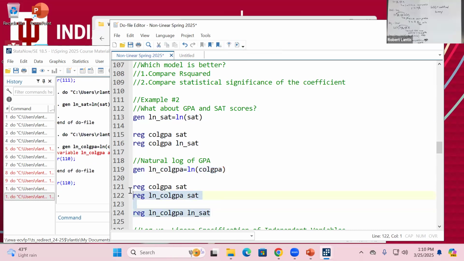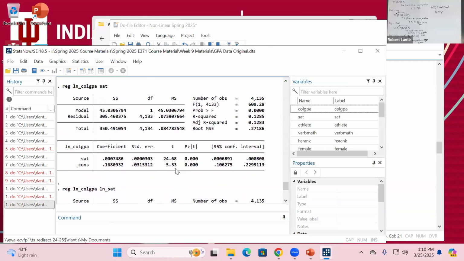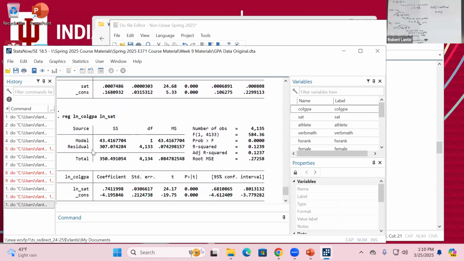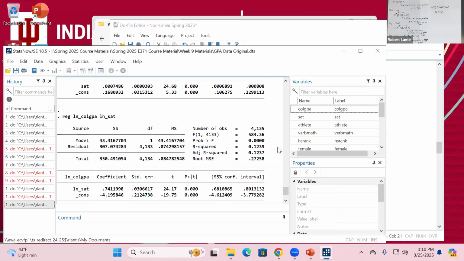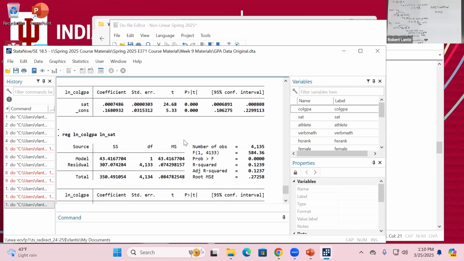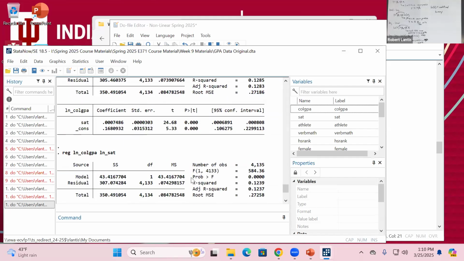There we go. So I've got these both created now. So now I've got my log-level model and my log-log model. Because I have the same dependent variable, I can now compare the R squared and say which of these would be better at capturing this relationship. So 0.1285 compared to 0.1239. Well, it's not a lot better, but in fact, that log-log model is a little bit worse than my log-level model. Once again, I can compare the statistical significance as a second way to check this.